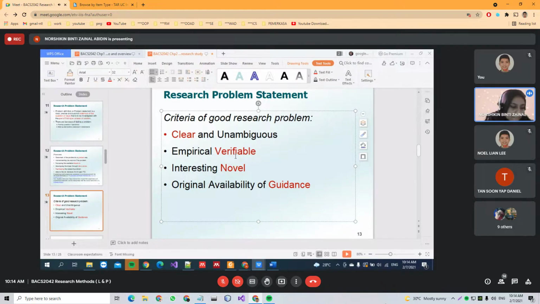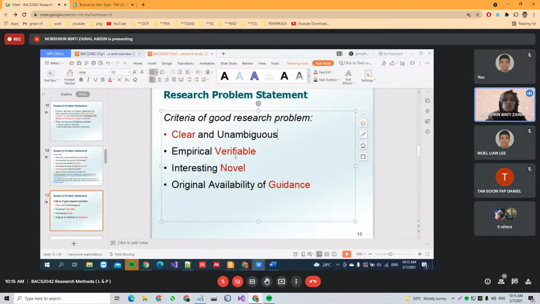Interesting novel is an interesting form of your statement. It's not the grammar of your statement, but it's a good statement to tell people. It's easy for them to understand. It's easy for me to understand what your problem statement is, or what the problem is for your research. That is interesting novel.